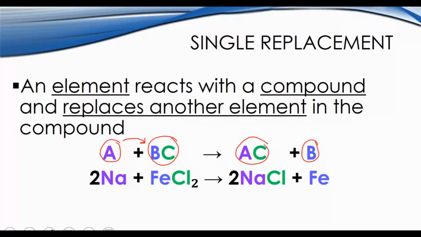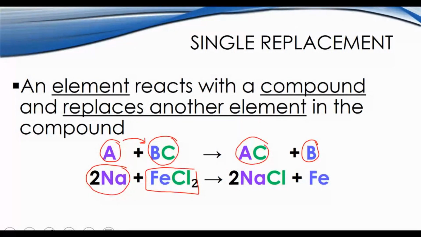Now let's look at some actual elements because this A, B, C can get confusing. So let's say that we are starting with sodium. So sodium is an element. Yes, there's two of them, but that's because it's balanced. But sodium is an element, and iron 2 chloride is a compound. So we are starting with an element and a compound.